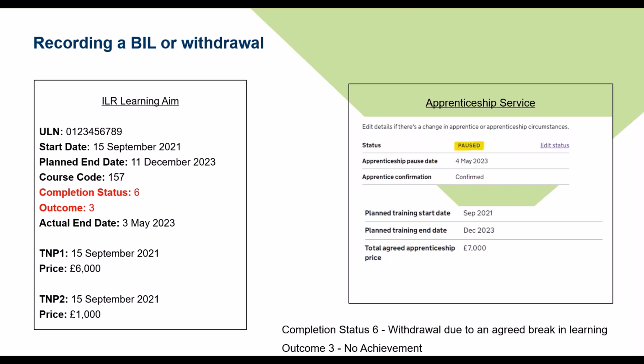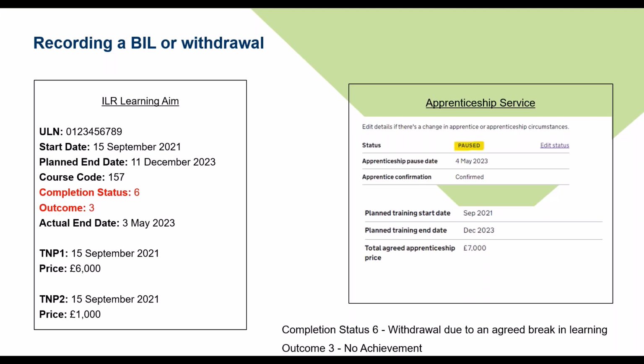So the learning actual end date is entered, the 3rd of May 23. The completion status is either set to 6 for a withdrawal due to a break in learning, or 3 for a complete withdrawal, and the outcome is set to 3 for no achievement. And I mentioned previously that earnings and payments are driven entirely from the ILR, which means that by recording the learner as being on a break in learning in the ILR, that would stop earnings being generated and therefore would stop payments being made.